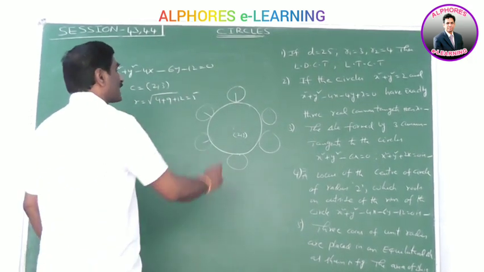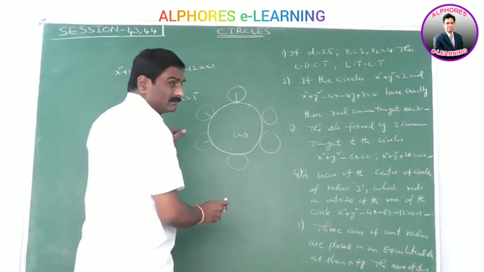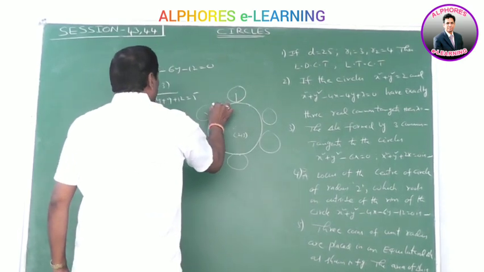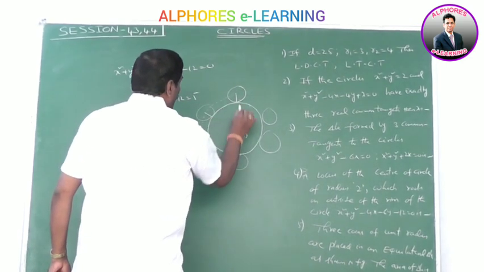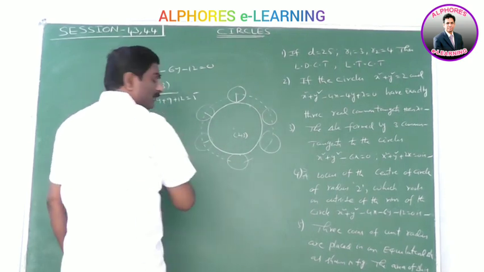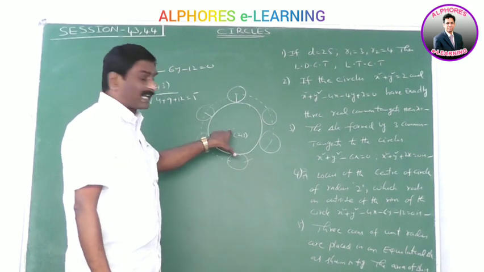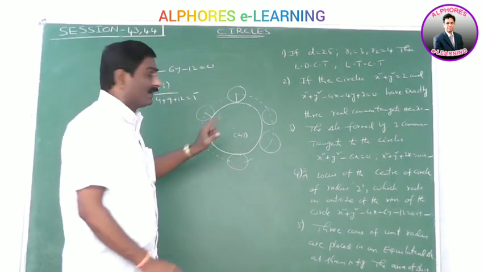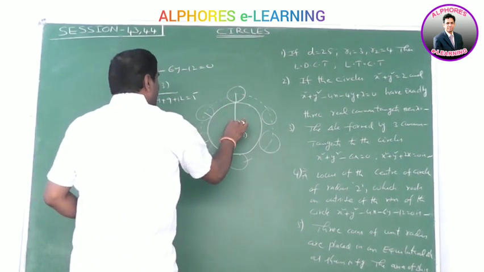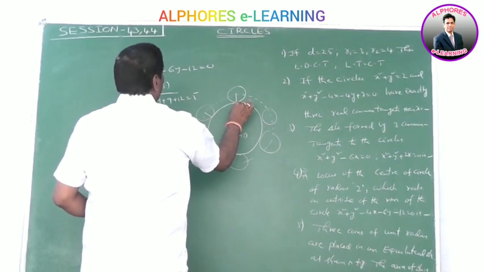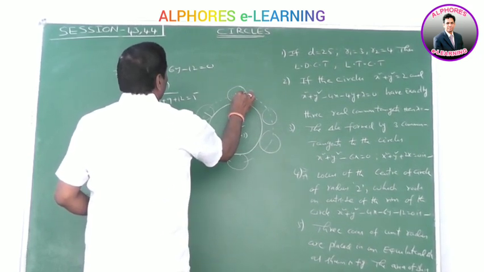Now we find the locus of the center of this rolling circle. Center means this point, and we find its locus. It is also a circle, with the center 2 comma 3. It is concentric with the given circle. Please observe this point. The radius of the first circle is 5 units. This radius is 2 units. This is 2 units.